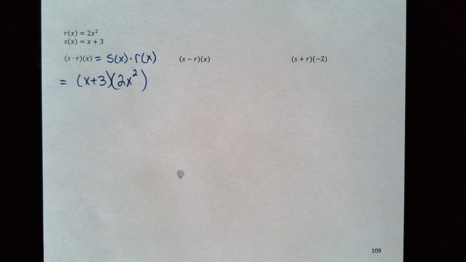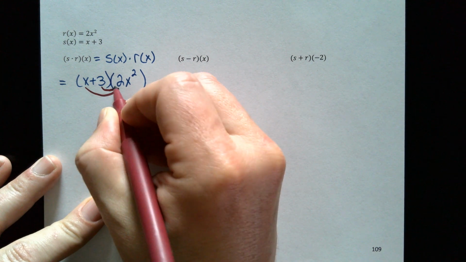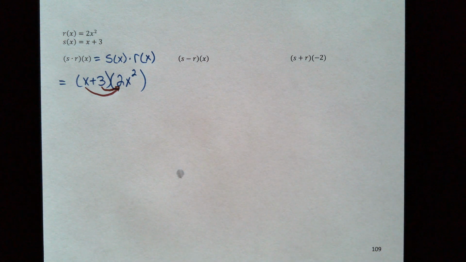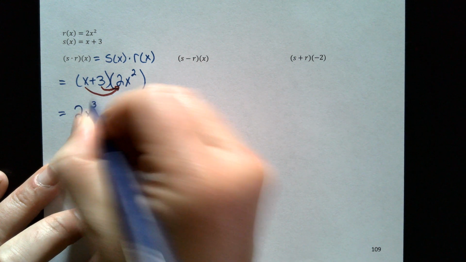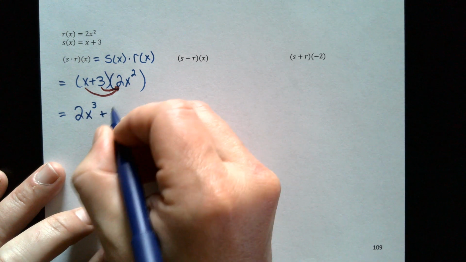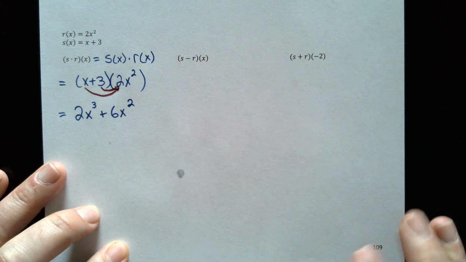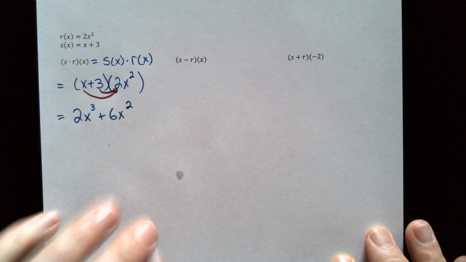Okay, so we can distribute, the x goes to this, and then the 3 goes to this. Okay, and we do that. So x times 2x squared is 2x cubed, right? Because the power goes up by 1. And then 3 times 2x squared is 6x squared. So s times r of x is equal to 2x cubed plus 6x squared.